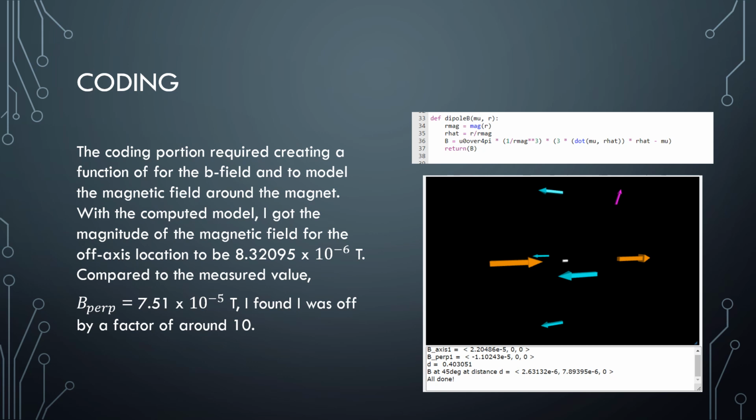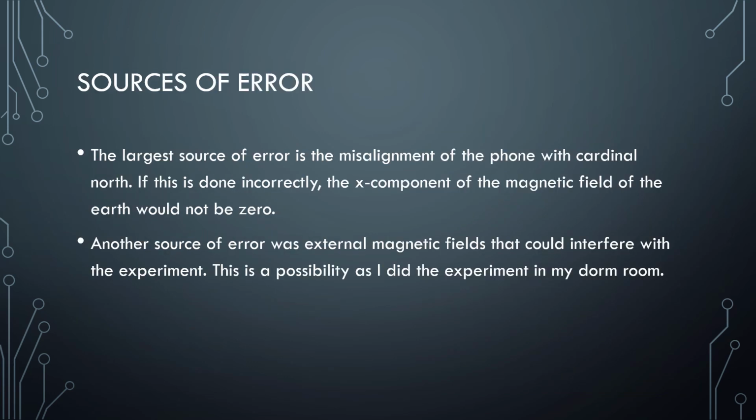to be 8.32095 times 10 to the negative 6 teslas, compared to the measured value, which was equal to 7.51 times 10 to the negative 5 teslas. I found I was off by around a factor of 10.